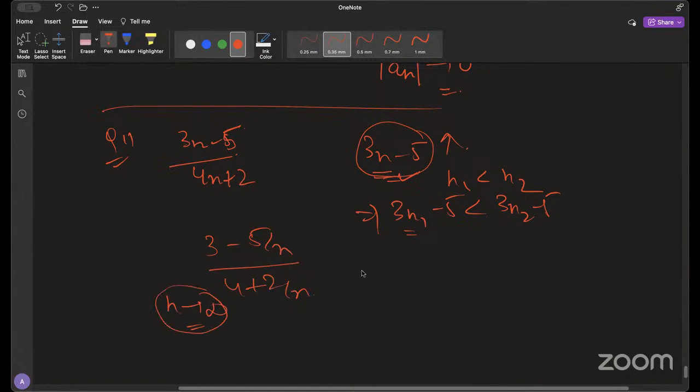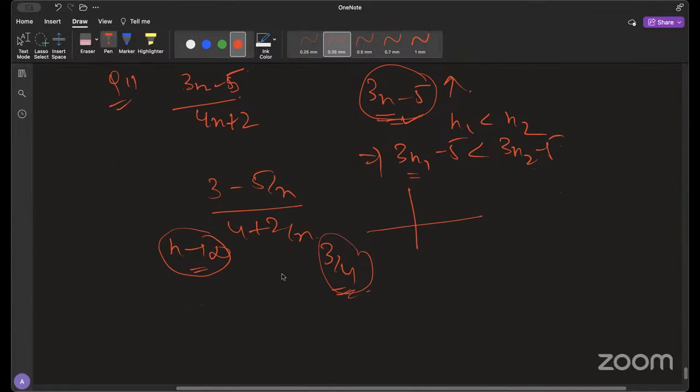Because we want to know the eventual behavior. What happens when n is tending to infinity? So this will give you 3 by 4, right? Yes, ma'am. So 3 by 4 means it's going to 3 by 4.